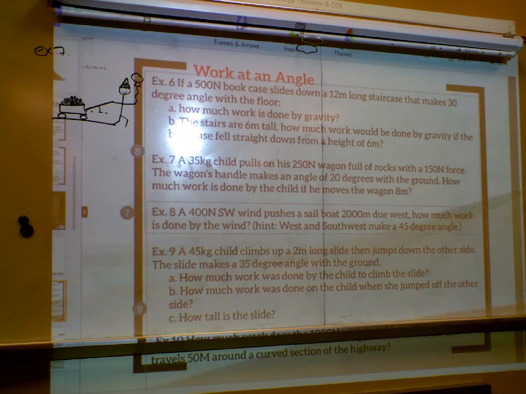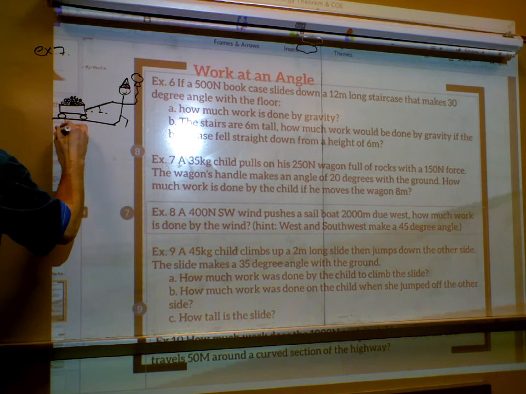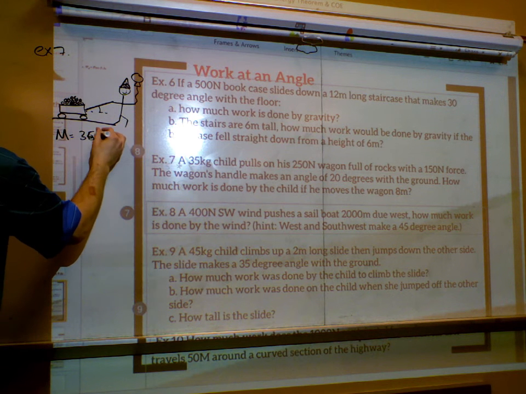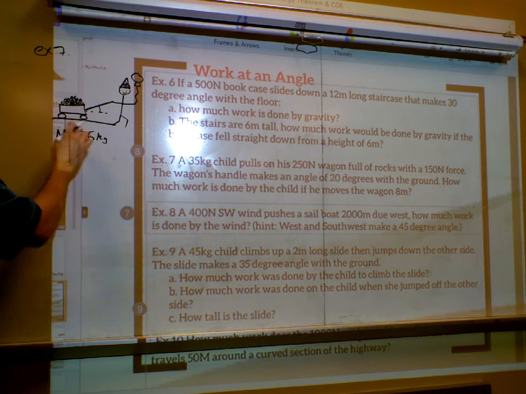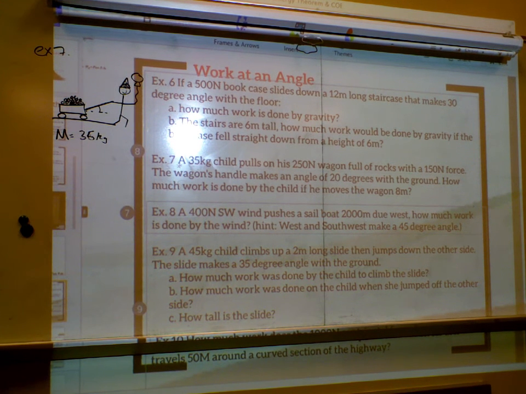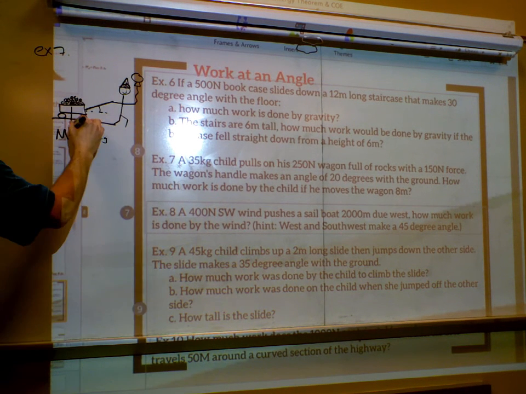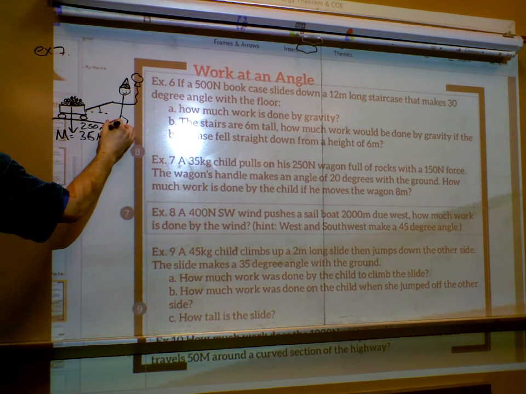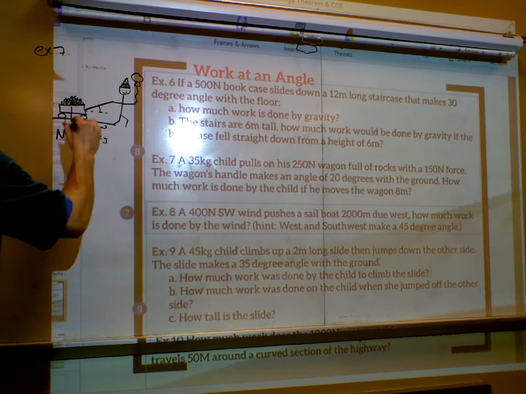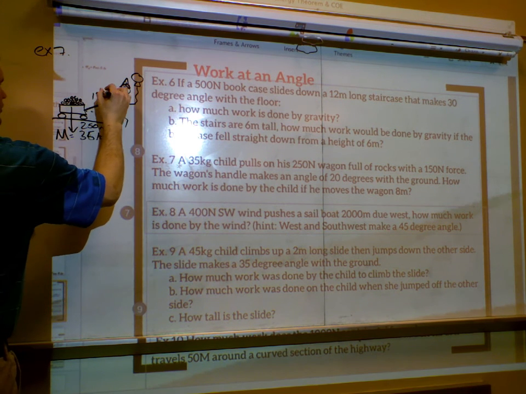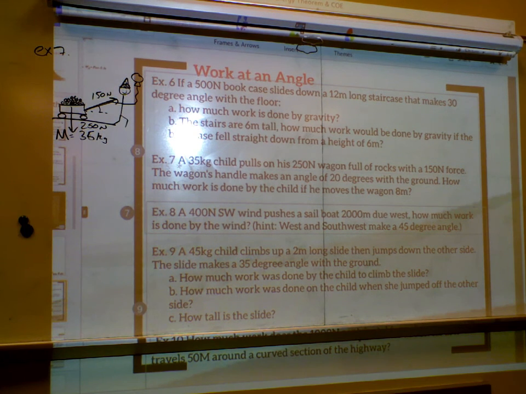Birthday party. Mass. Mass of what? 35. Of who? The child, right? 35 kilograms. What else do we know? Force. Force of what? 250. Is that the force of gravity on the wagon, or is it the force he pulls the wagon with? Okay. So the force of gravity on the wagon down here is 250 newtons, right? What other force do we know? 150. So that force is 150 newtons, right? What else?